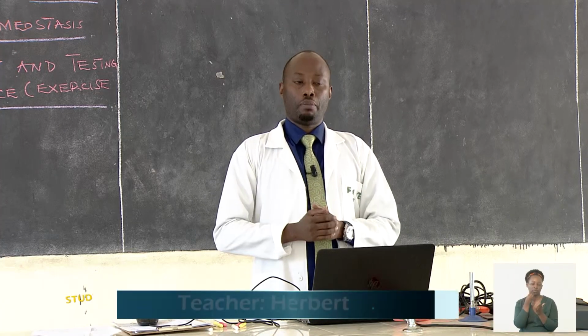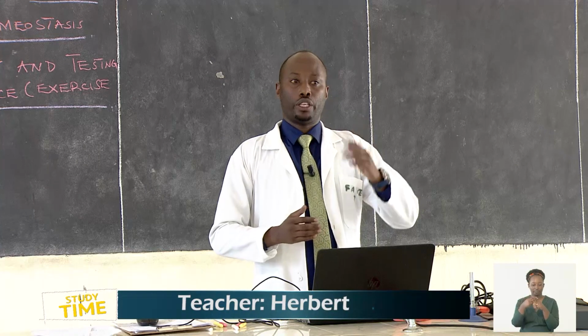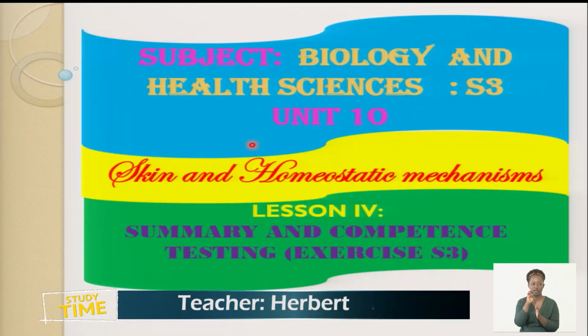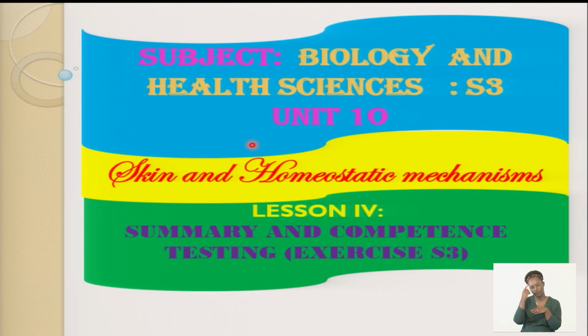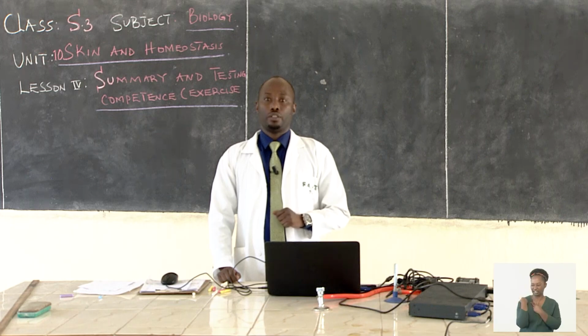As usual, I'm teacher Herbert, and I'm going to take you through Unit 10 of Biology for Year 3. The unit is still skin and homeostasis mechanism. I think, students, you do remember we discussed the structure of the skin, and we talked about the functions of the skin. I think everybody still remembers the functions of the skin.